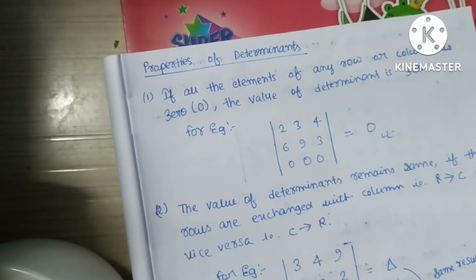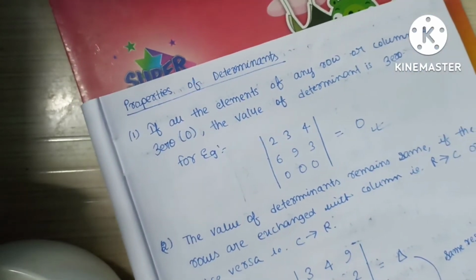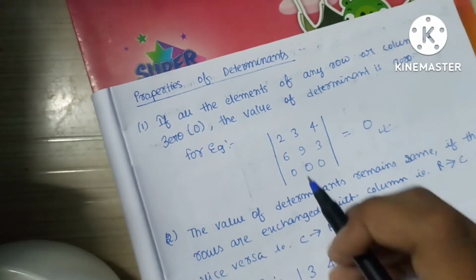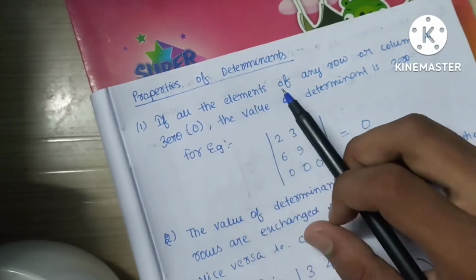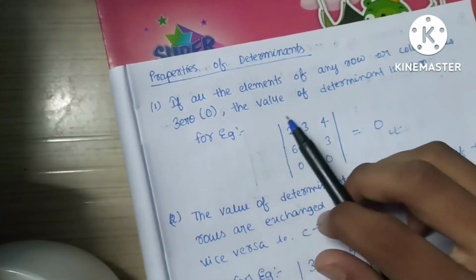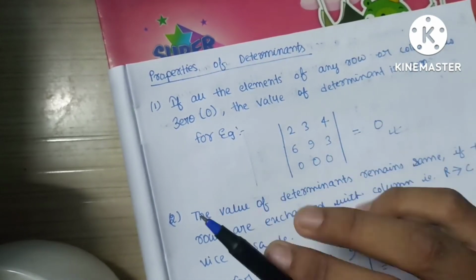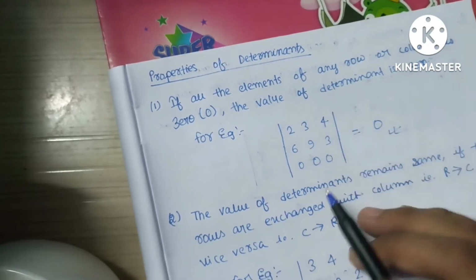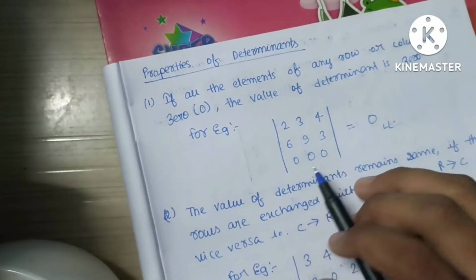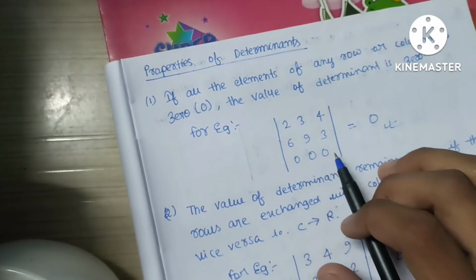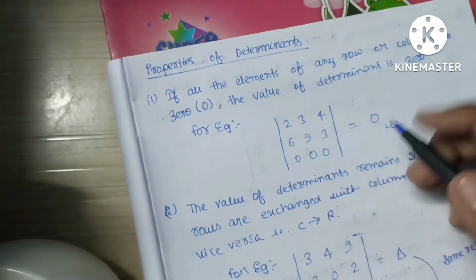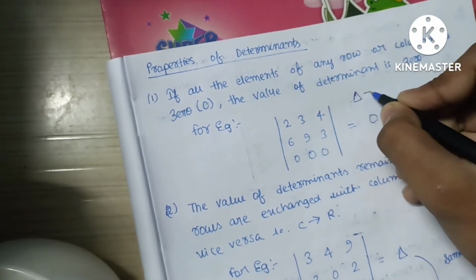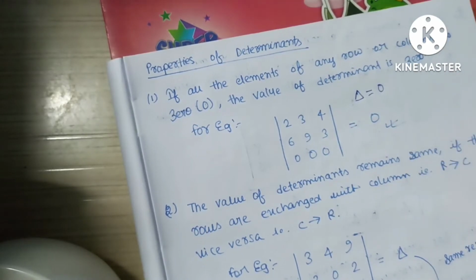So let's move straight to the properties of determinants. There are a total of 7 properties of determinants. Let us start now with the first property. If all the elements of any row or column are 0, the value of the determinant is 0. It's a very simple property of determinants. If any row or any column is 0, here the third row is 0, all the elements must be 0, then only the value of the determinant is 0. Or we can say symbolically here D is equal to 0 or delta is equal to 0.